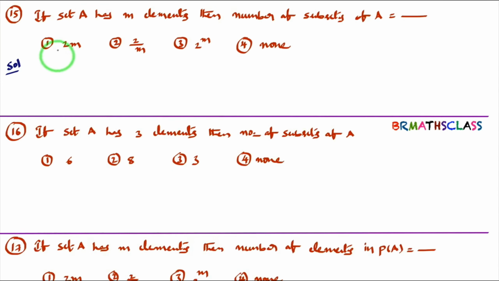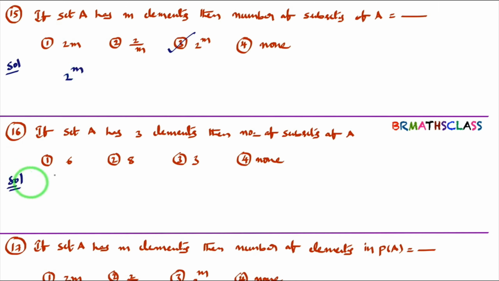Observe the 15th question. If set A has m elements, then the number of subsets of A. In the synopsis, I did this with an example. If set A has m elements, then how many subsets will there be for set A? 2 power m subsets will be there. The number of subsets of A is 2 power m. This is the formula.